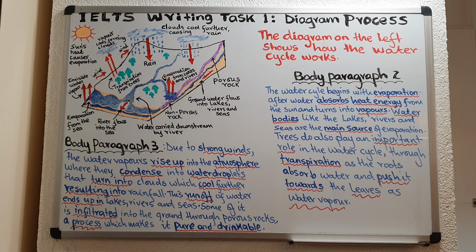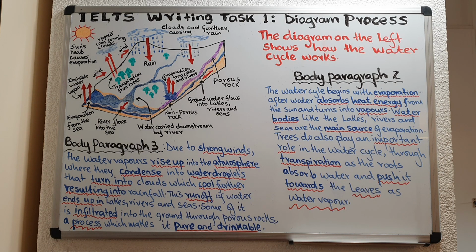Now, let's get into our question. The most important thing once you get your IELTS writing task 1 is to read the question. Read the question and make sure that you understand it. Once you have read the question, then the other thing that you need to do is make sure that you understand the diagram. In our case, we're told the diagram on the left shows how the water cycle works.